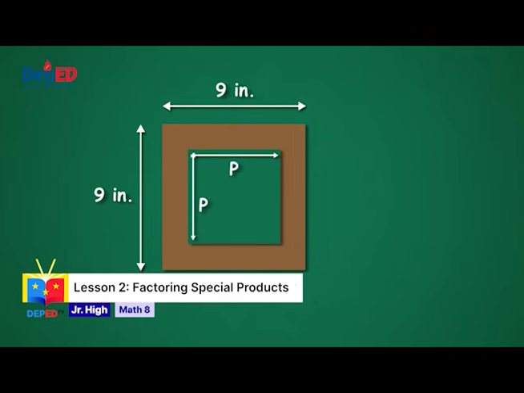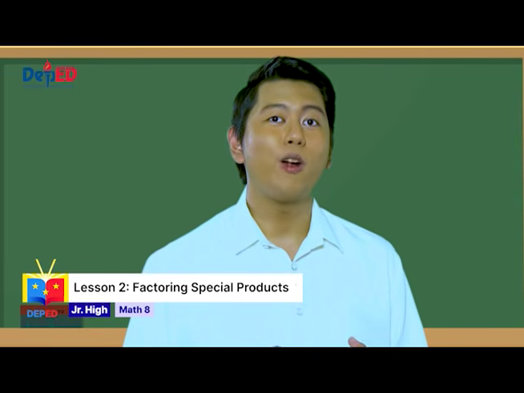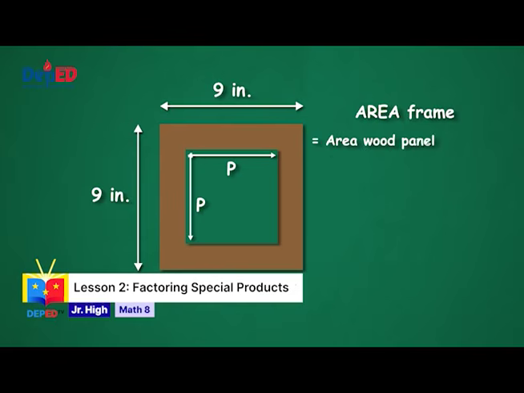What will be the area of the picture frame in factored form? We know that a square hole is to be cut in the square wooden panel. So we will subtract the area of the photograph from the area of the wooden panel. It is stated that the side of the panel measures 9 inches. So the area of that square panel is 81 square inches. Then, we will subtract the area of the photo from the area of the wooden panel. The area is p squared.